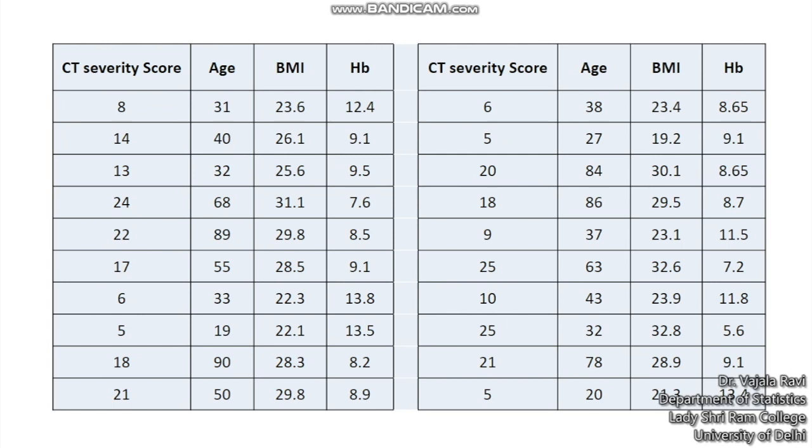Now, in order to illustrate the multiple regression model, we are again talking of a hypothetical data set. Note that this is not a real data set, so the results that we are getting out of this data set may not be taken for real. This is just a hypothetical data set. The data has been simulated accordingly.